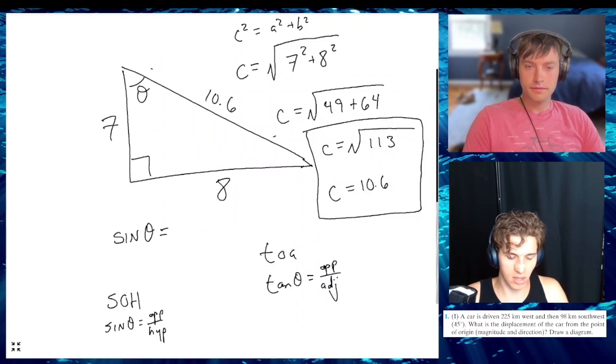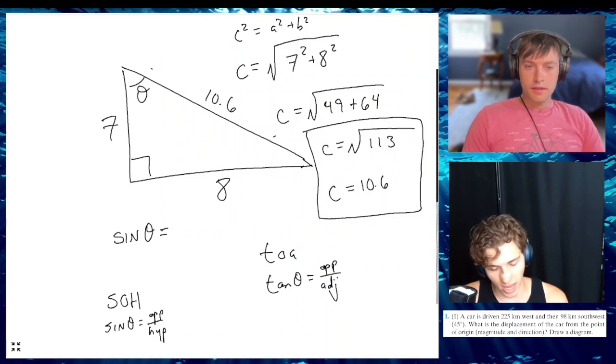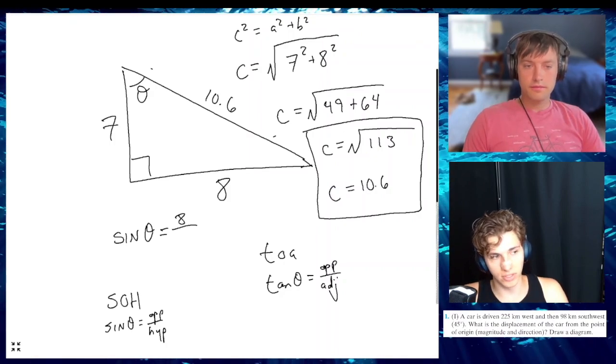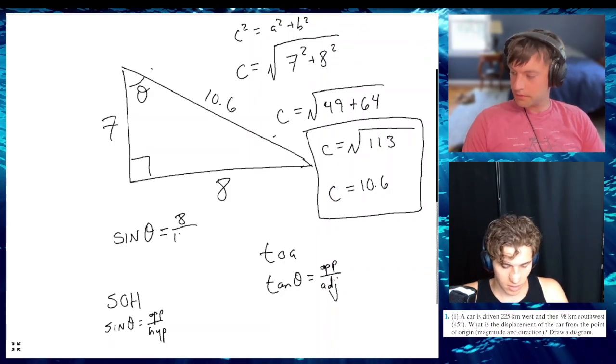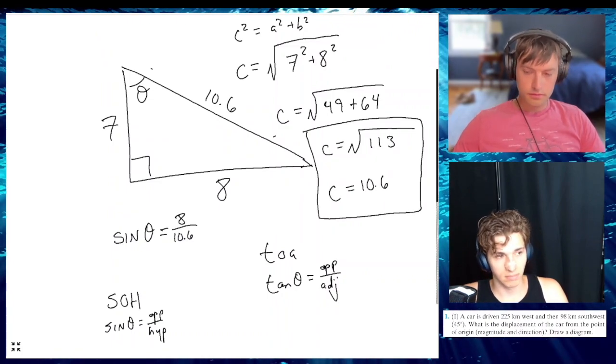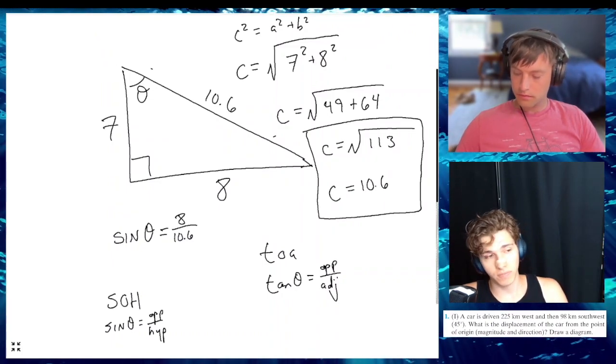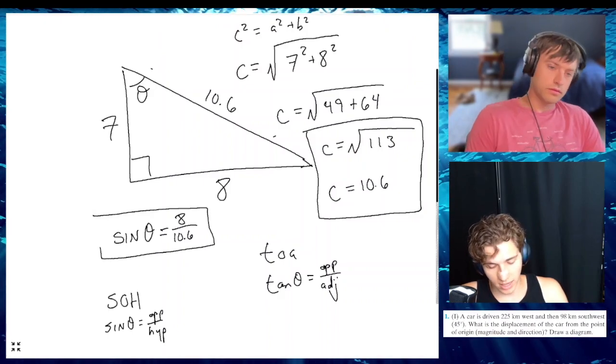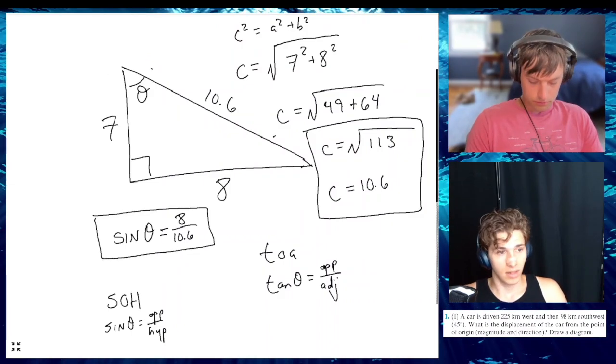Theta's up here. So you said that the opposite is 8. So we put 8 on top, and it's opposite over hypotenuse. What's the hypotenuse? 10.6. Perfect. We could reduce this if you want to. You can get it into a fraction, solve it on the calculator. But sine theta is 8 over 10.6. Nice, not bad at all.